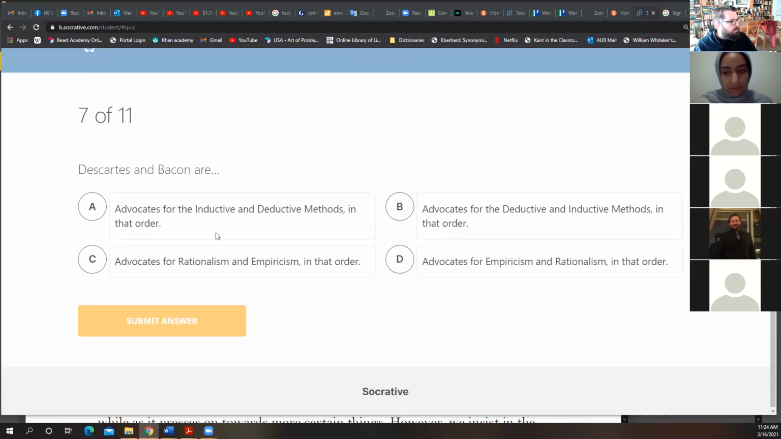So why are these others false? Well, advocates of the inductive, this is just the reverse. Advocates for rationalism and empiricism. Raymond, would you tell us why that's not quite the best answer?